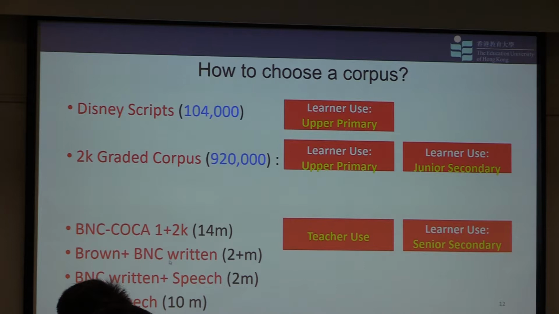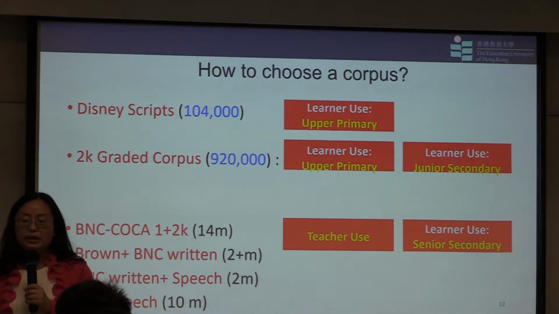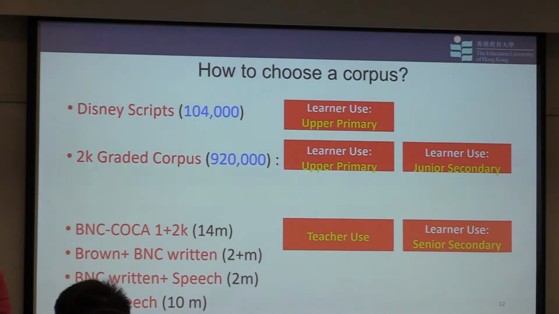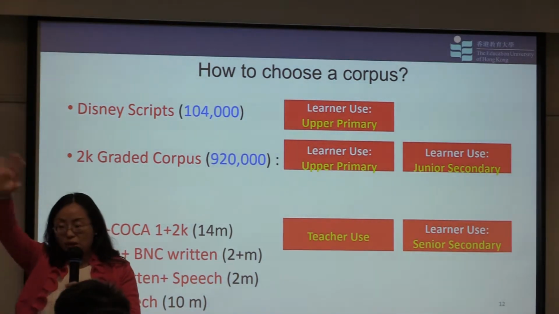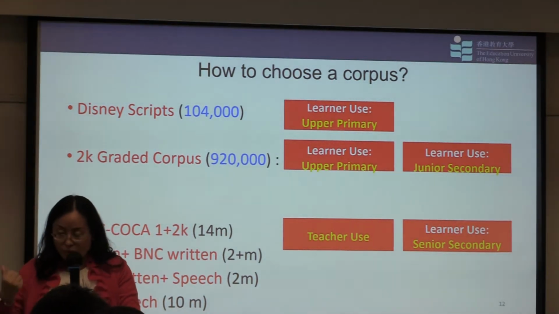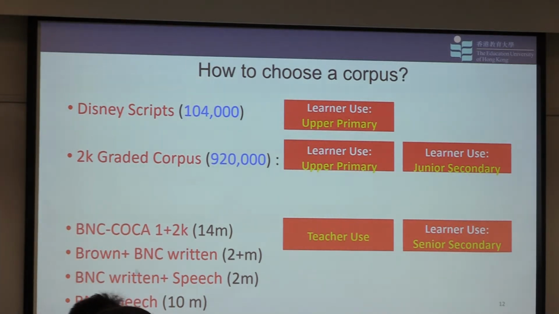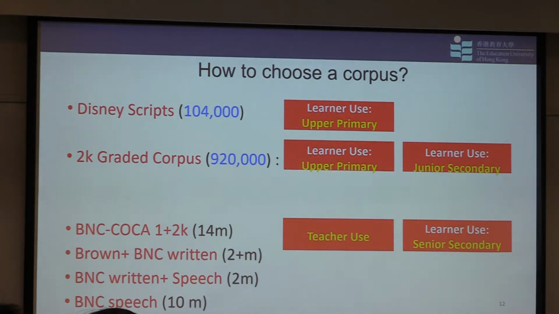Or you can use Brown and BNC written. This is actually my favorite one, because there are only 2 million words. That means when you enter a keyword, you won't get lots of results. Maybe you can get something like 100 or 200 concordance lines, right? If you search, for example, BNC COCA, 14 million, maybe you get thousands of lines, thousands of sentences. Difficult for you to observe, okay? So personally, I prefer this one. Brown is American English, BNC is British English. So actually you can search both American and British English, okay, right?